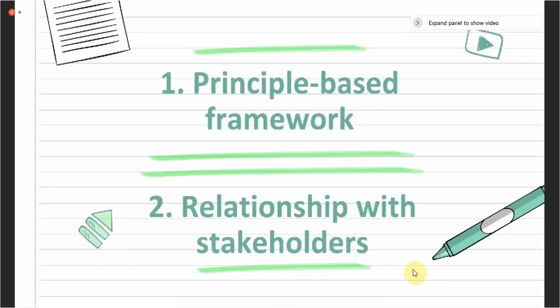Hi, my name is Aina and I will continue the presentation. It is about the framework of the integrated reporting, which is a principle-based framework, and also the reporting relationship with its stakeholders.